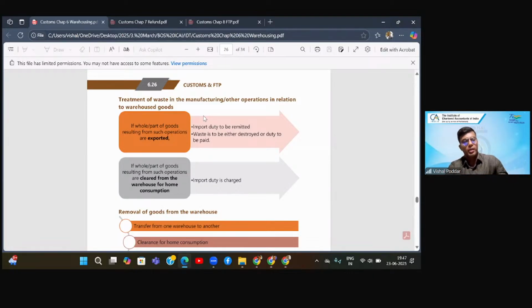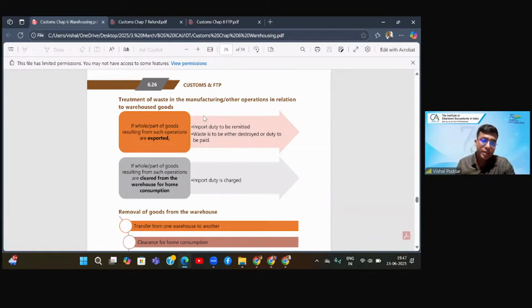Now, in this particular case, where the manufacturing facility is set up within the warehouse, you are bringing this raw material, let us say some imported fabric coming from Bangladesh and from other cities, countries.